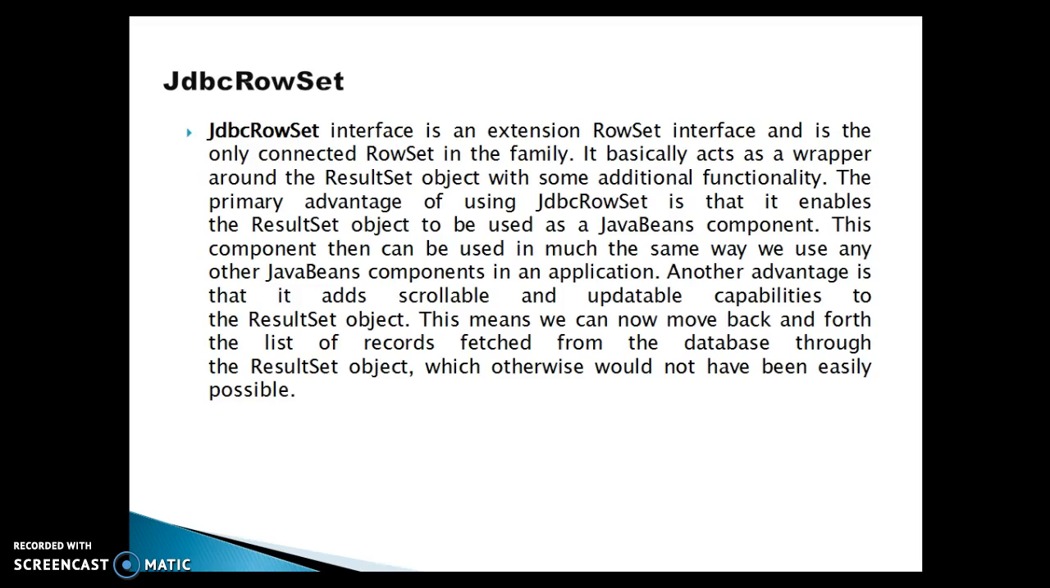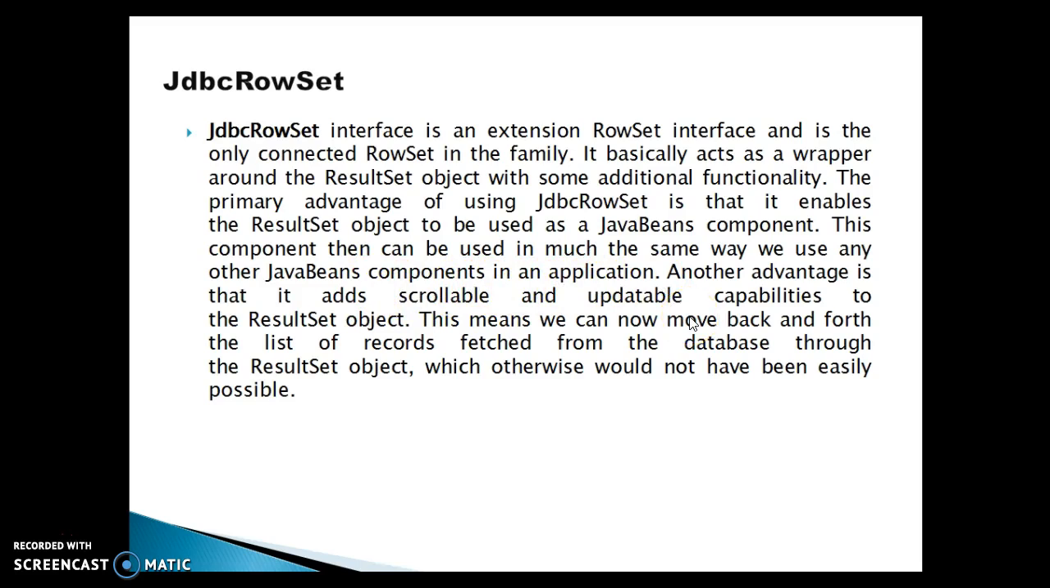So the JdbcRowSet interface is an extension of the RowSet interface. Basically, this extends the RowSet interface and is the only connected RowSet in this family, right? So when we talk about the connected RowSet, then JdbcRowSet is the only connected RowSet. It basically acts as a wrapper around the ResultSet object with some additional functionality. The primary advantage of using JdbcRowSet is that it enables the ResultSet object to be used as a JavaBeans component. This component then can be used in much the same way we use any other JavaBeans component in an application.